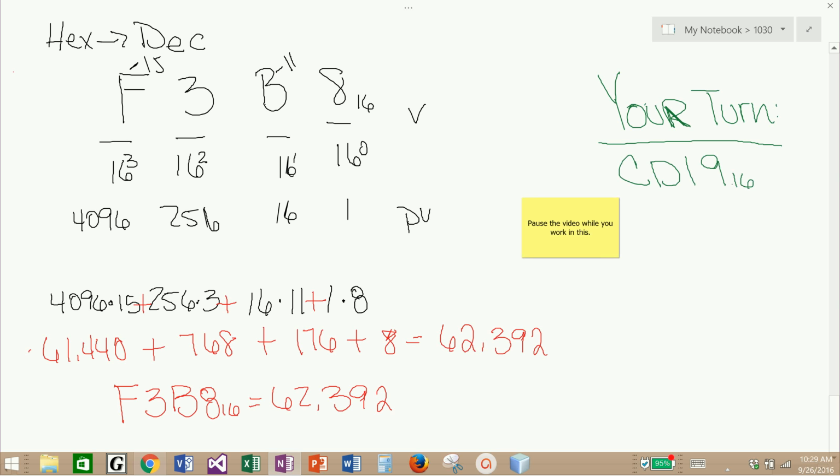Take the hexadecimal number CD19 and convert it into a decimal number and tell me what you come up with. If your answer is 52505, then you have the right answer.